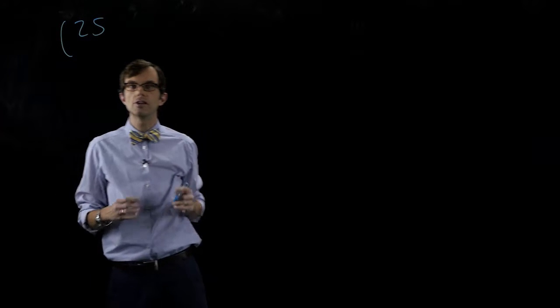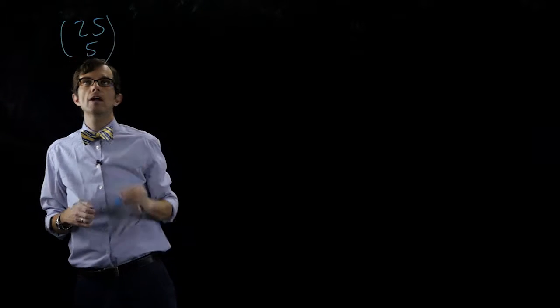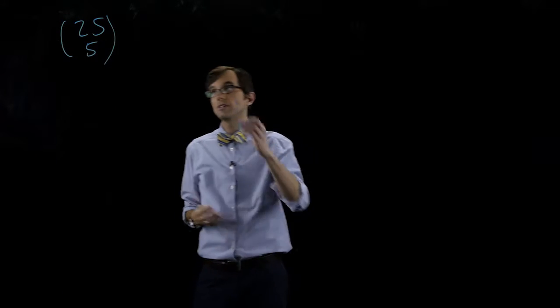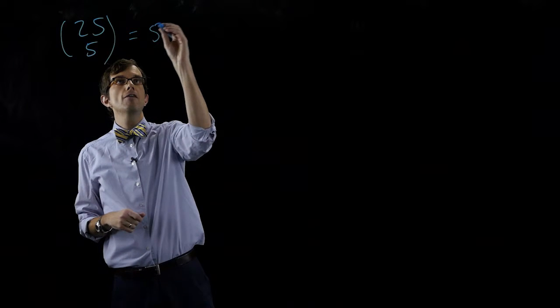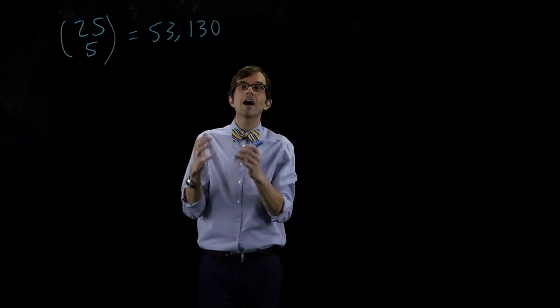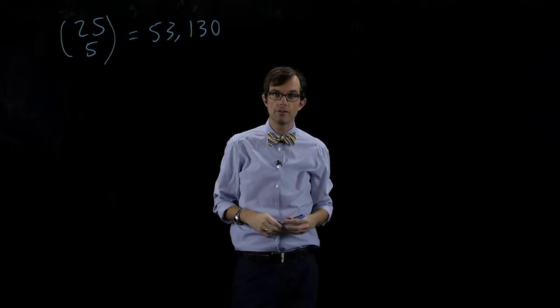Okay, so we've got 25 objects, 25 buses, and we just want to randomly choose 5 of them. If we implement this combination function, 25 choose 5, what's the answer? Should be 53,130. Okay, that's a lot. That's a lot of ways to pick 5 buses at random from 25 total buses.